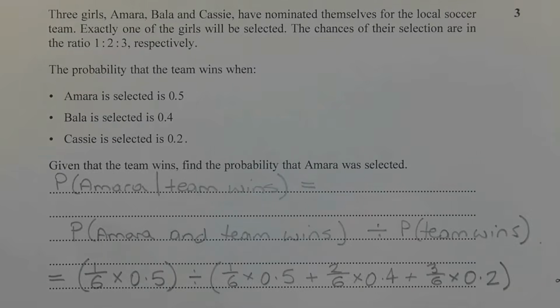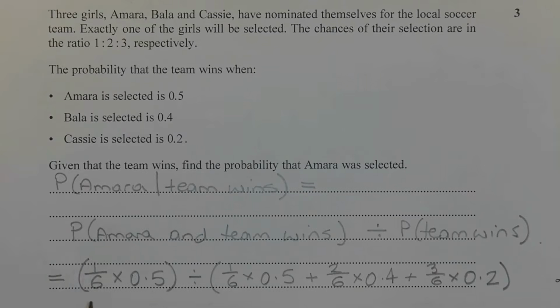This problem is an instance of conditional probability, and we want the probability that Amara is selected given that the team wins. And that's given by the expression, the probability that Amara is selected and the team wins. So the operative word here is and, and we divide that by the probability that the team wins regardless of who was selected. So the probability that Amara is selected and the team wins is 1 over 6 times 0.5.